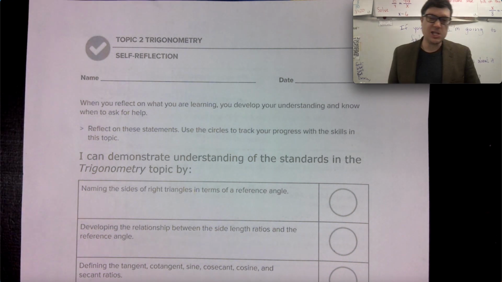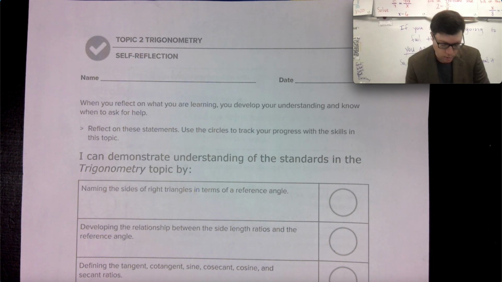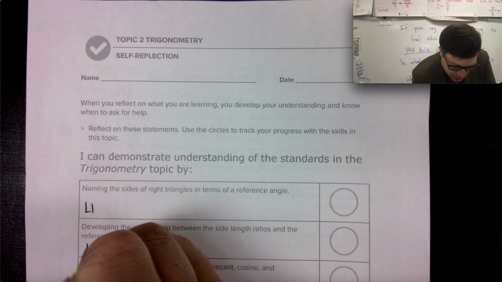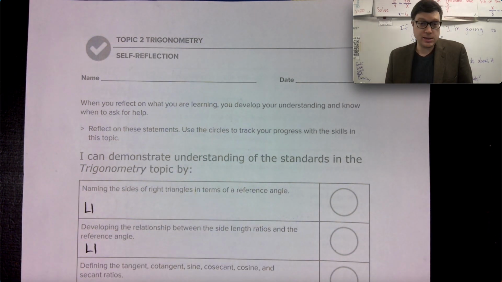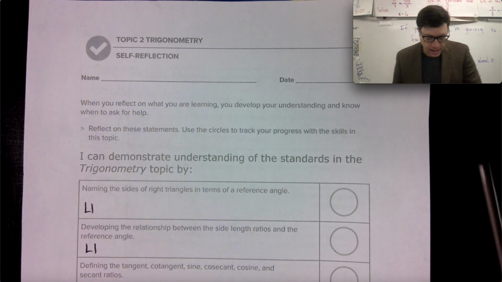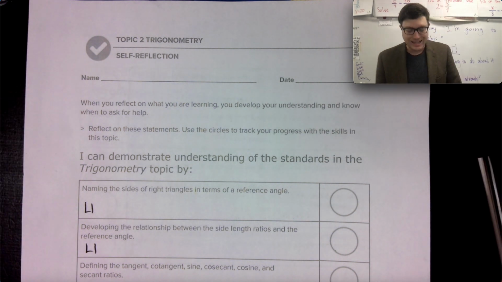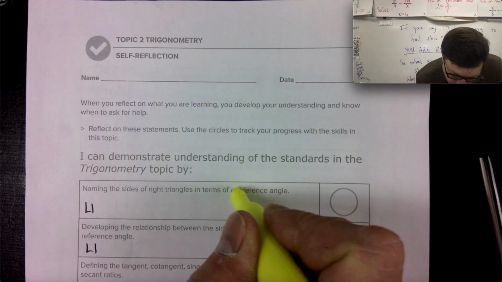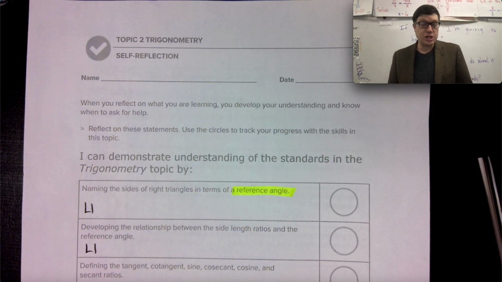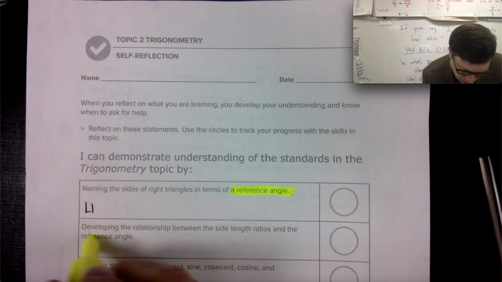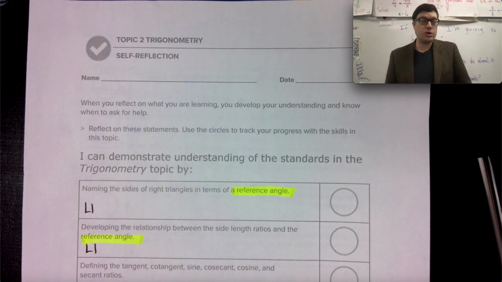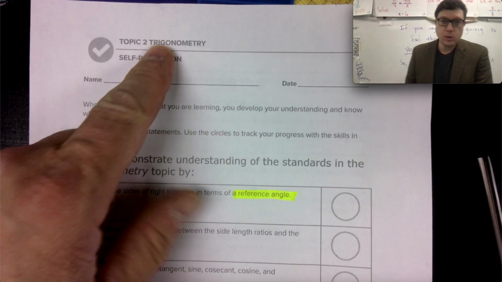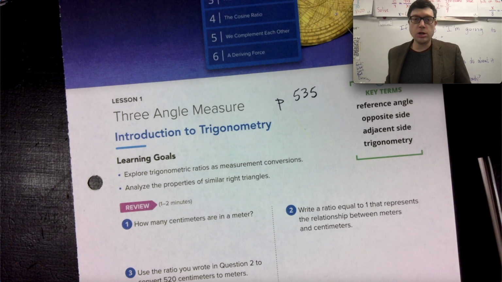And we're going to specifically talk about, in this next section of videos for Lesson 1, these two I can statements: naming the sides of right triangles in terms of a reference angle, and developing the relationship between the side length ratios and the reference angle. So a key word in this self-reflection document is the reference angle, as well as the fact that we're talking about right triangles. That's what trigonometry is all about.